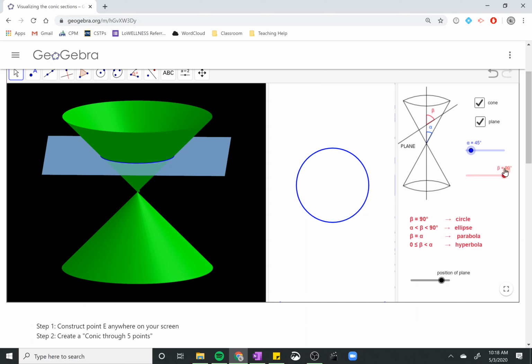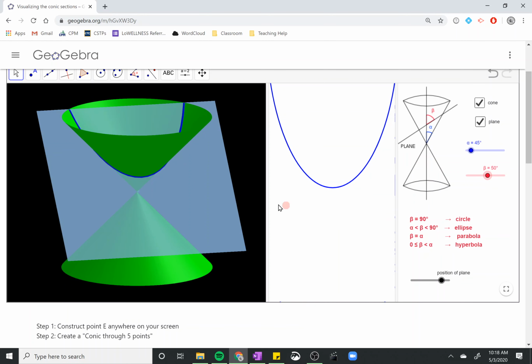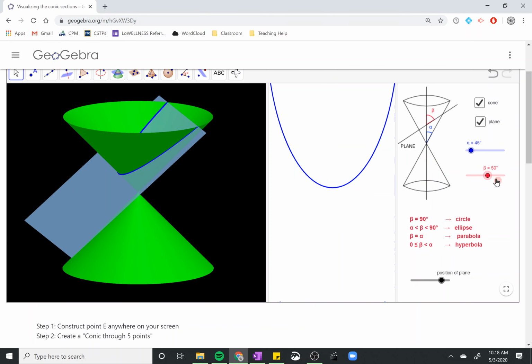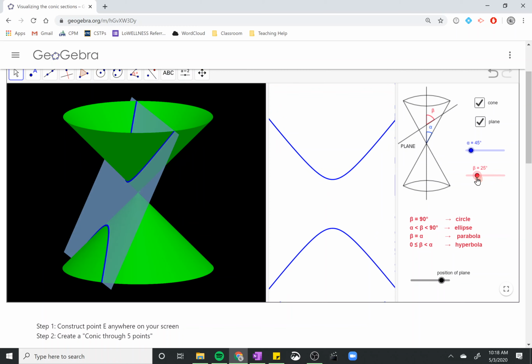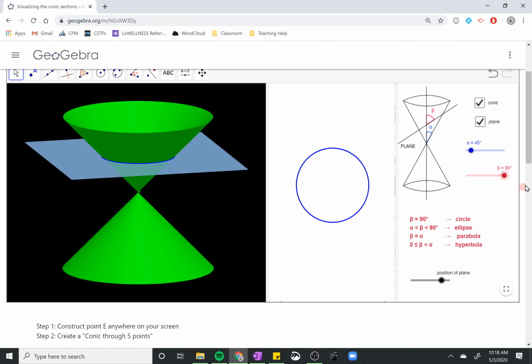If you look at beta, that's going to change the angle of the plane. So if I change this angle, it will make the plane more vertical or more horizontal. Right now beta is 90 degrees, and you can see where that angle is right here. If this is 90 degrees, then it would be parallel to the desk if there was a desk here.